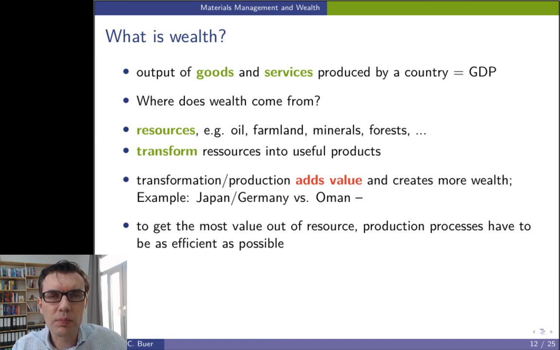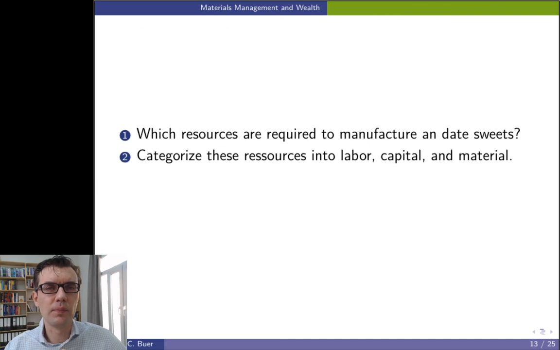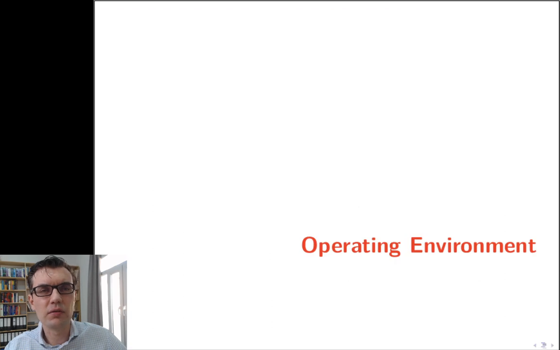And because this production process, this recombination or transformation process is so important to get the most out of our resources, we want to make this process as efficient as possible. And studying production logistics or materials management is able to answer some of these questions and tries to contribute to make this production process as efficient as possible. Let's skip these exercises because this lecture is recorded, and let's continue with the operating environment.